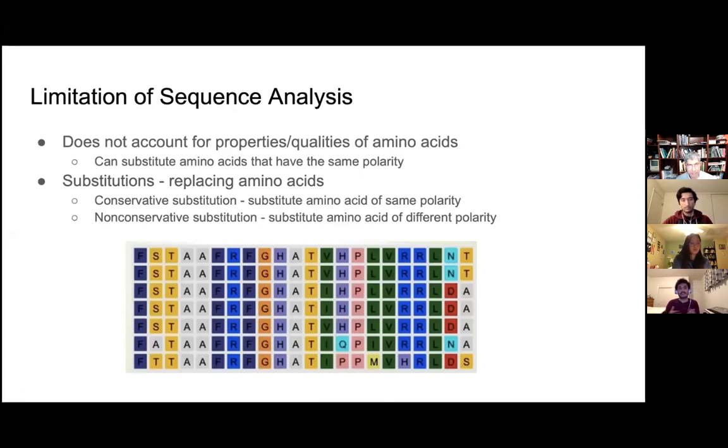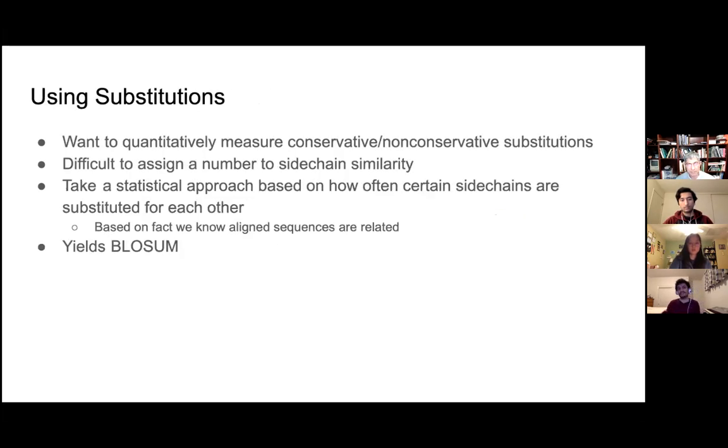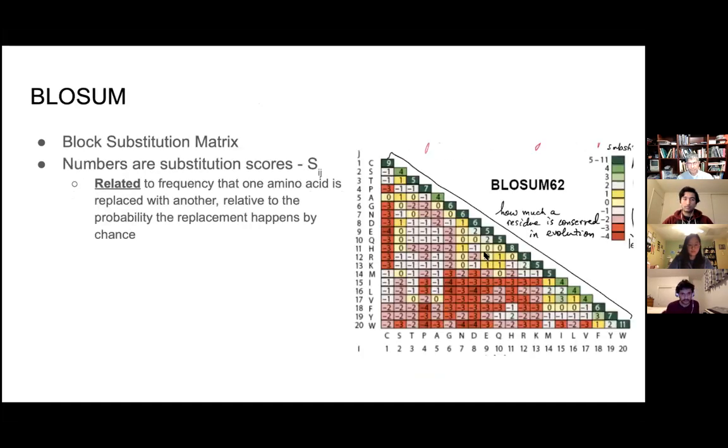So as we can talk about, there's a limit to sequence analysis because we're not accounting for the properties, the polarity of amino acids. Is it hydrophobic, hydrophilic? Because if you substitute, let's say, an isoleucine with a leucine, those are both hydrophobic residues and they're still involved in a hydrophobic interaction. In theory, nothing should change in terms of function. That's where we get our different types of substitutions, conservative and non-conservative. And if we want to quantitatively measure that, to study evolution, we'll take a more statistical approach, and we'll look at the frequency at which these side chains are substituted for each other. So we look at different sequences and look at how often we find different substitutions, and that yields us the BLOSUM matrix, which stands for block substitution matrix.